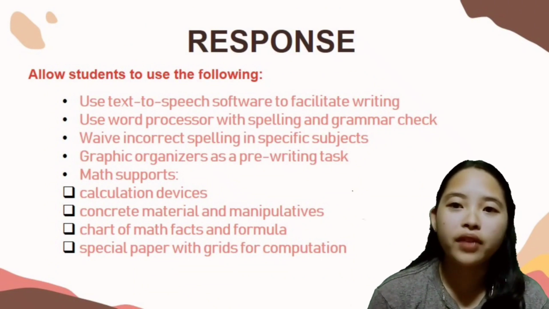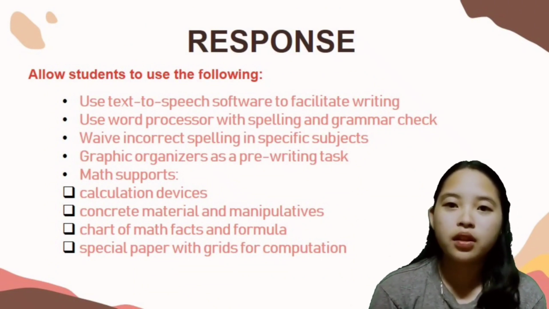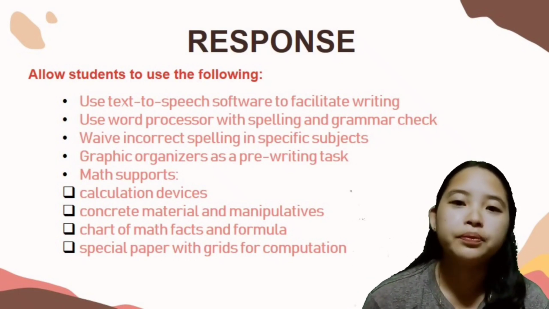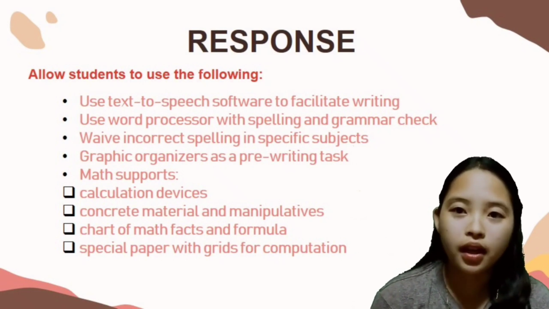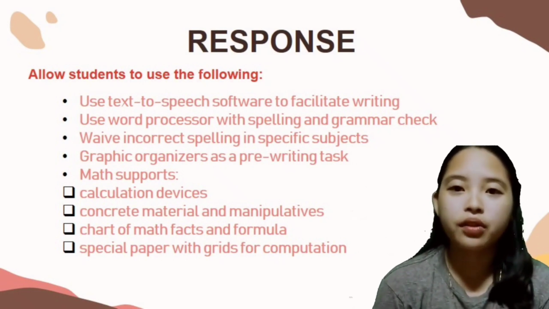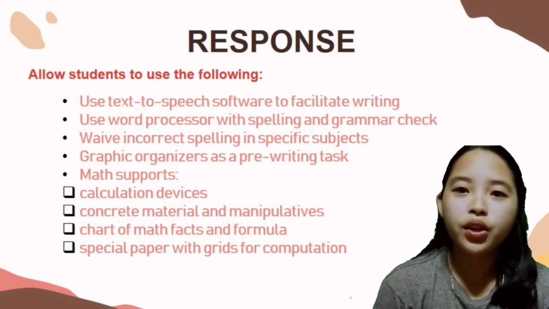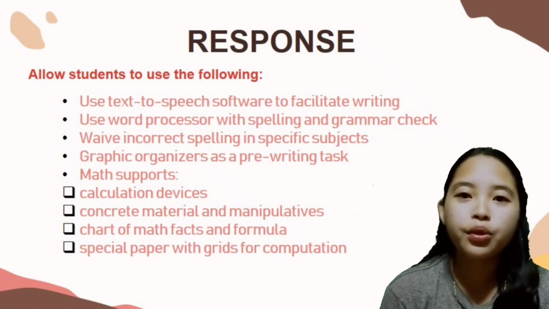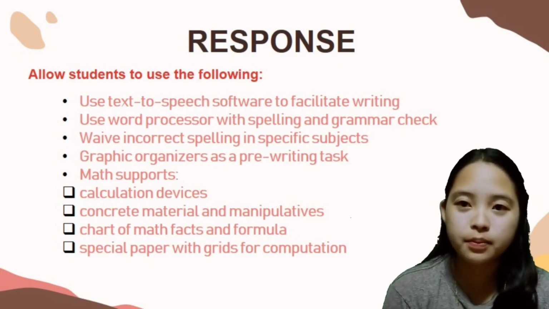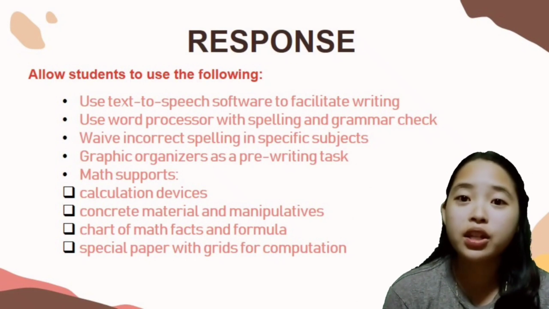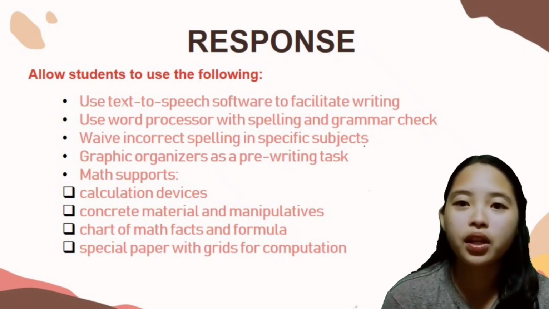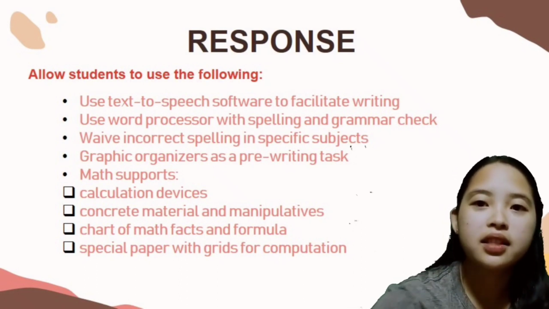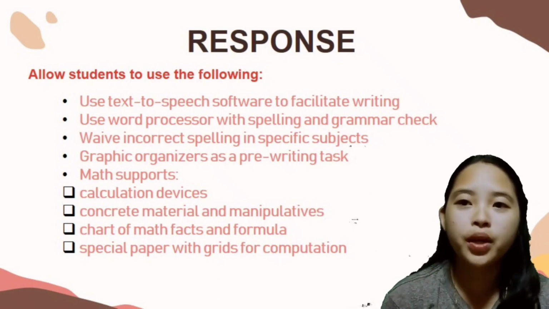So the next type of accommodation is response. So the teacher must allow students to use the following. Use text-to-speech software to facilitate writing. Next is use a word processor with spelling and grammar check. And another one is waive incorrect spelling in specific subjects and do not mark misspelling as incorrect provided content is accurate. Next is graphic organizers as pre-writing.